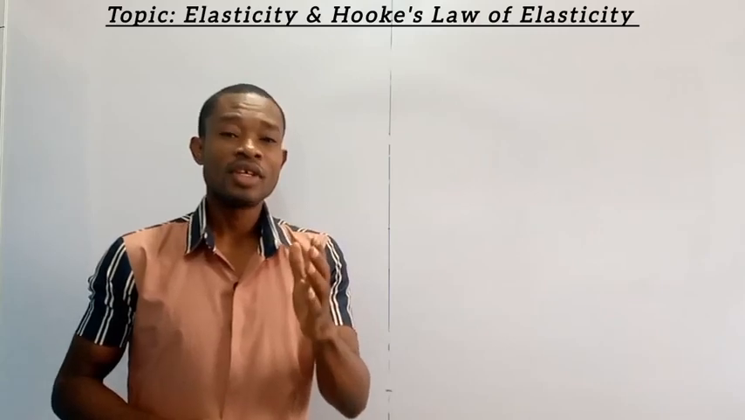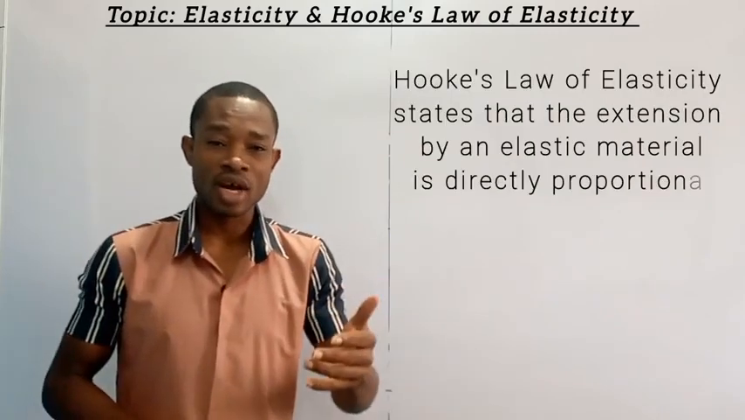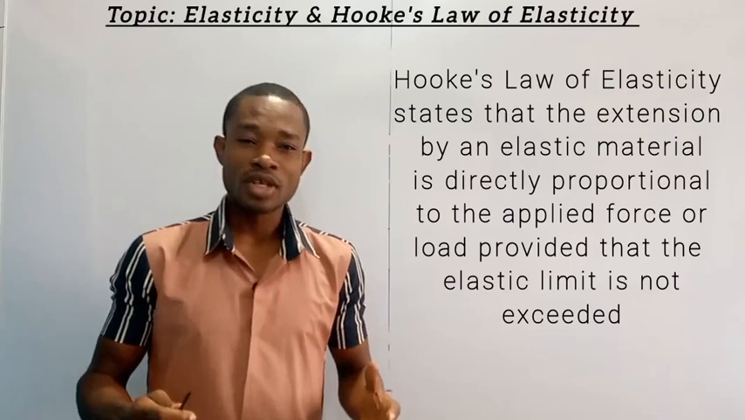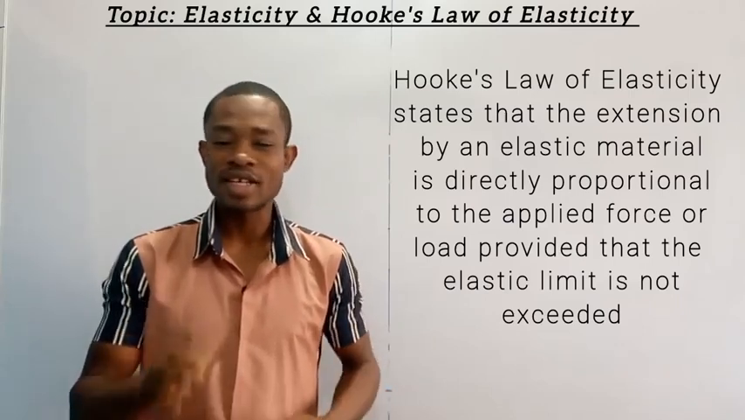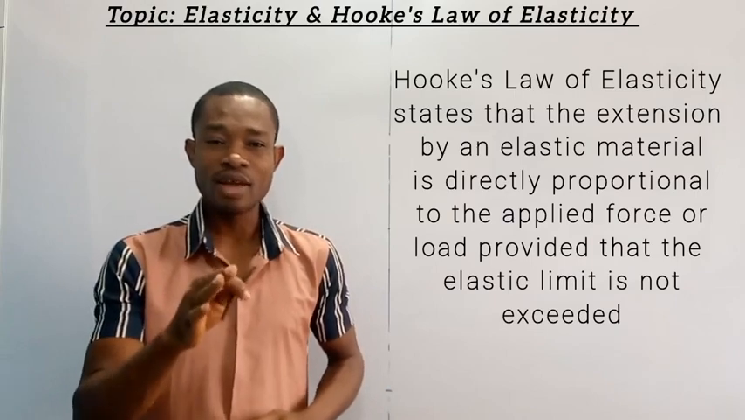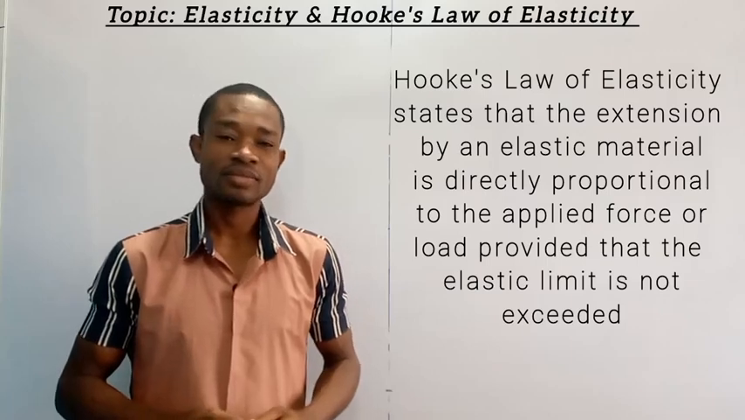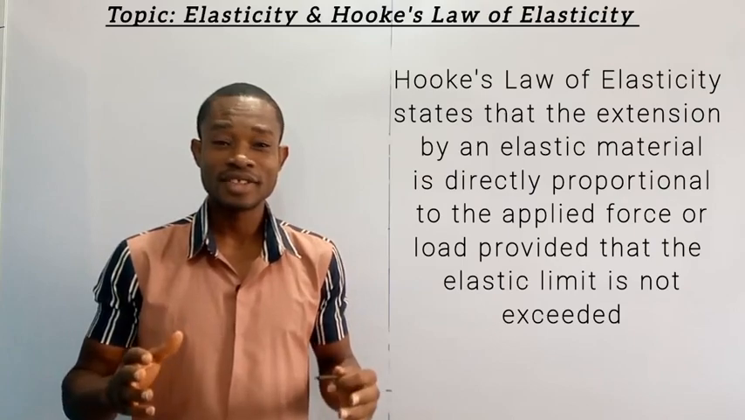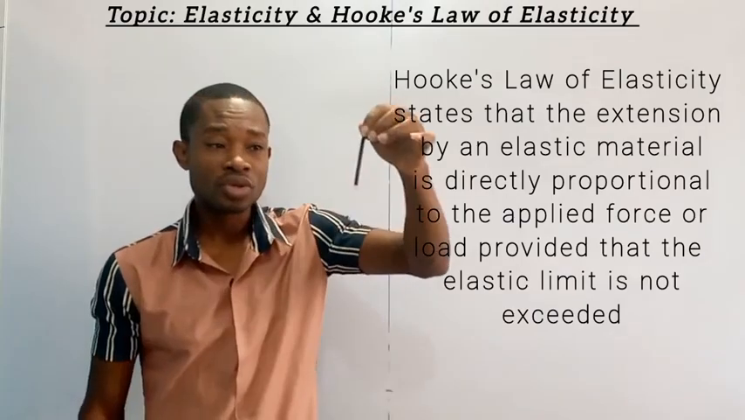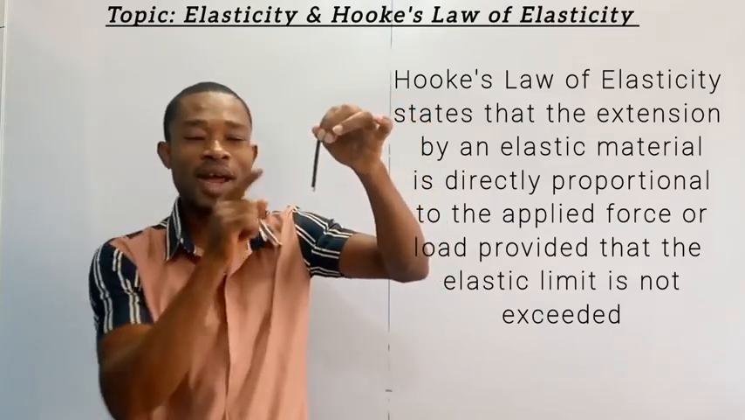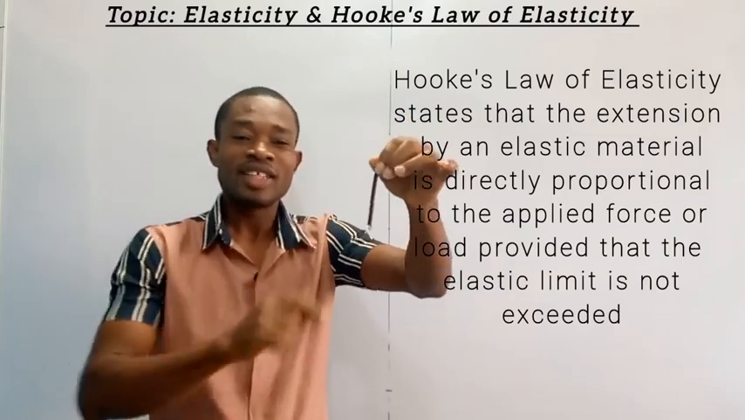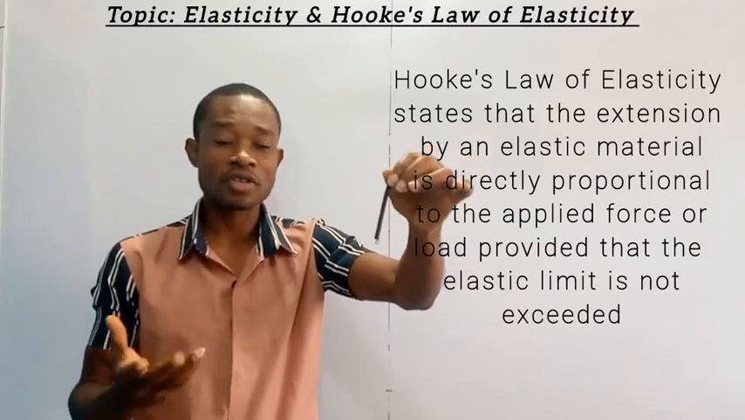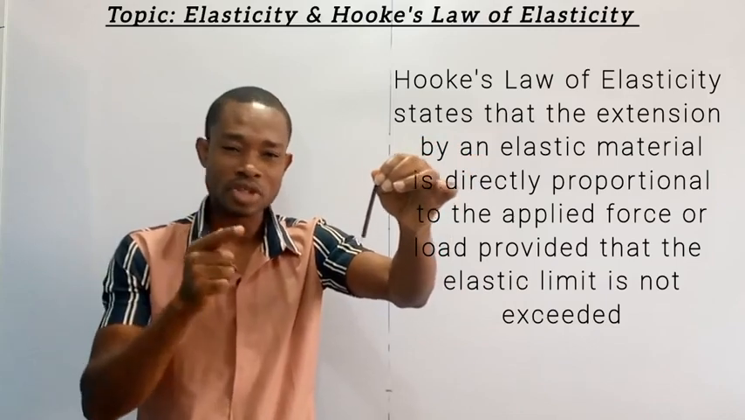Hooke's law of elasticity states that the extension produced by an elastic material is directly proportional to the applied force, or directly proportional to the applied load, provided that the elastic limit of the material is not exceeded. How do you understand the law? As stated, the extension that will be produced when you apply a force, when you apply a load to an elastic material, is directly proportional to the force you applied. Either you say force or you use load. Are you following, right?